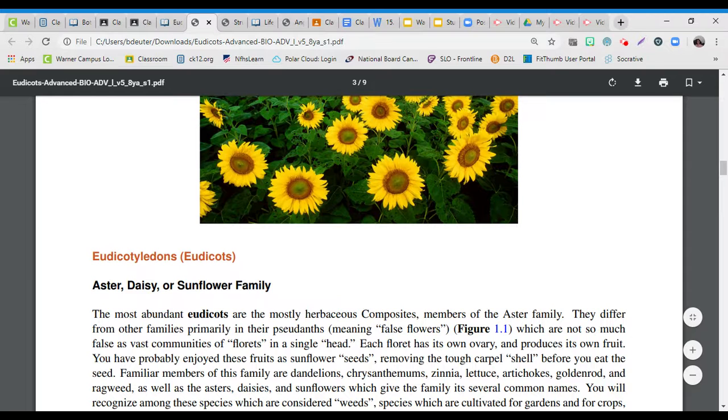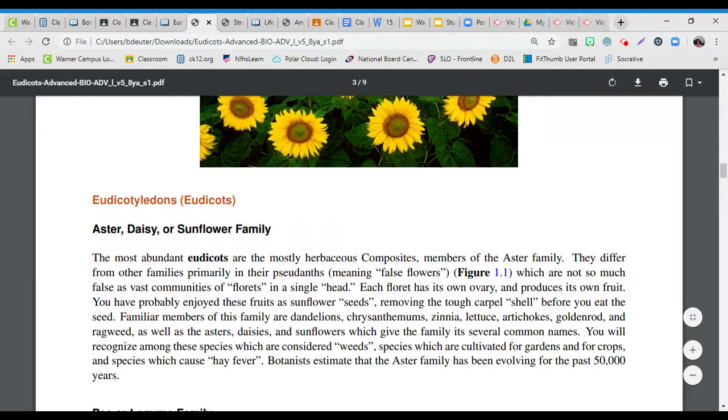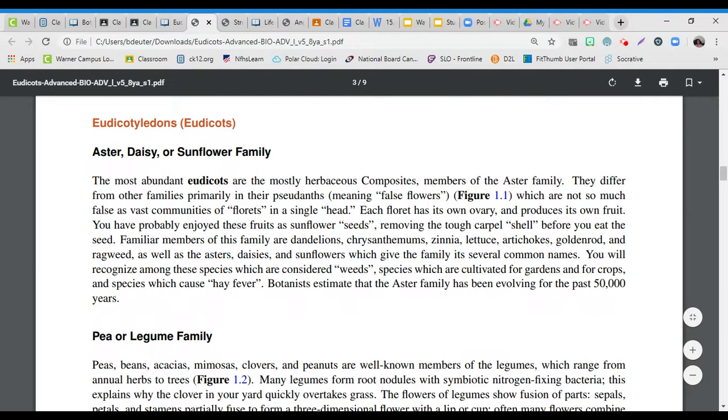Some familiar family members would also include dandelions, lettuce, artichokes, ragweed, and daisies, such as the ones that you're putting on there. Those are the common names. And remember, they do have a genus and species, but we will not be doing genus and species. We'll just be using common names for most of our plants. Botanists say they evolved about 50,000 years ago. So asters are a pretty big family.